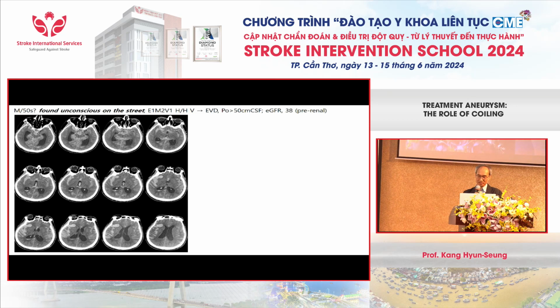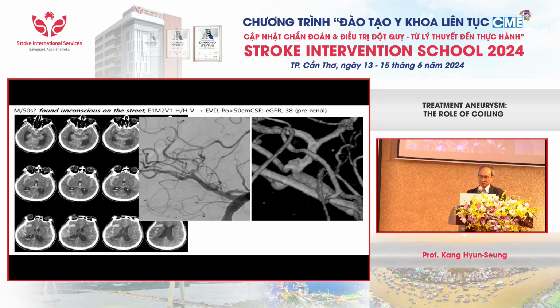We took the CT. CT showed very extensive subarachnoid hemorrhage. So we immediately put in an EVD. The opening pressure was higher than 50 centimeters of CSF. And the lab results showed a decrease in the GFR. So it was pre-renal azotemia, and we gave him a lot of fluid.